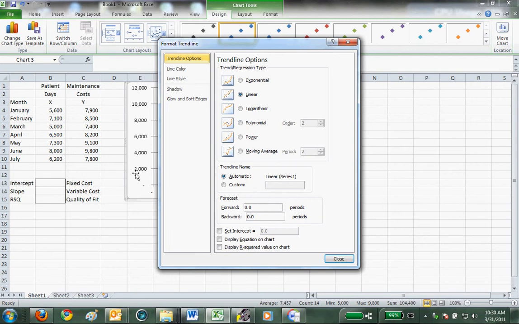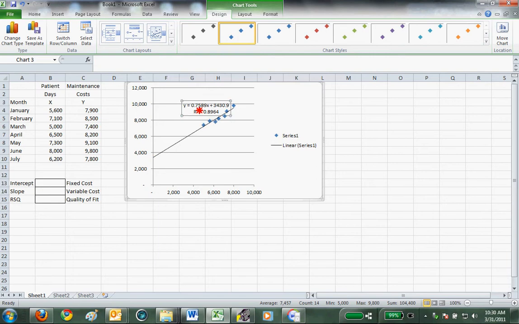And to bring it all the way back to the intercept point, since there's no zeros over here, we have to find the lowest one, which is 5,000, and then go backwards on the forecast to bring it back to 0. So we bring that line all the way back, 5,000. And then to display the intercept and slope equation on there, and the R squared value, we click those two buttons, and they show that on there.